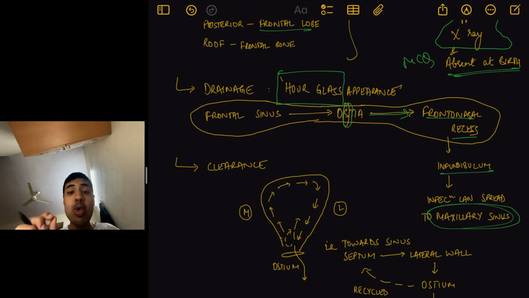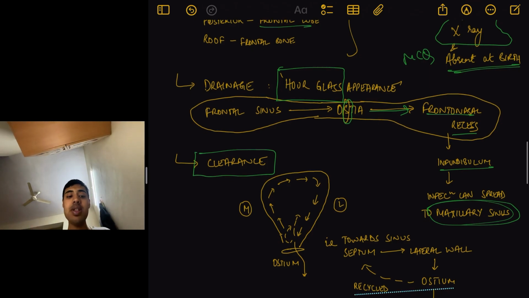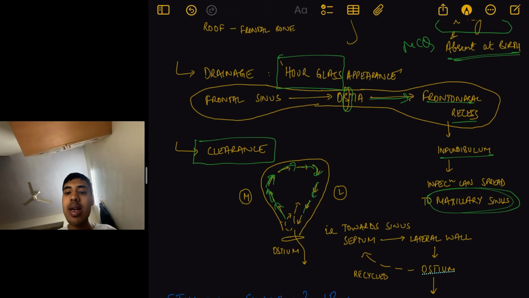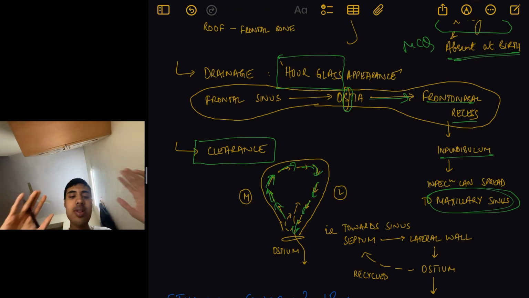Now, the mucociliary clearance in the frontal sinus is a bit different compared to the other sinuses. From the sinus, all the clearance is first towards the sinus septum. This is the medial wall, right? From there, it gets cleared along the roof, along the lateral wall, and then into the sinus ostium and is drained out. So it goes all the way around via the sinus septum to the roof and then to the lateral wall. Whereas in the maxillary sinus, everything is drained all at once into the sinus ostium.